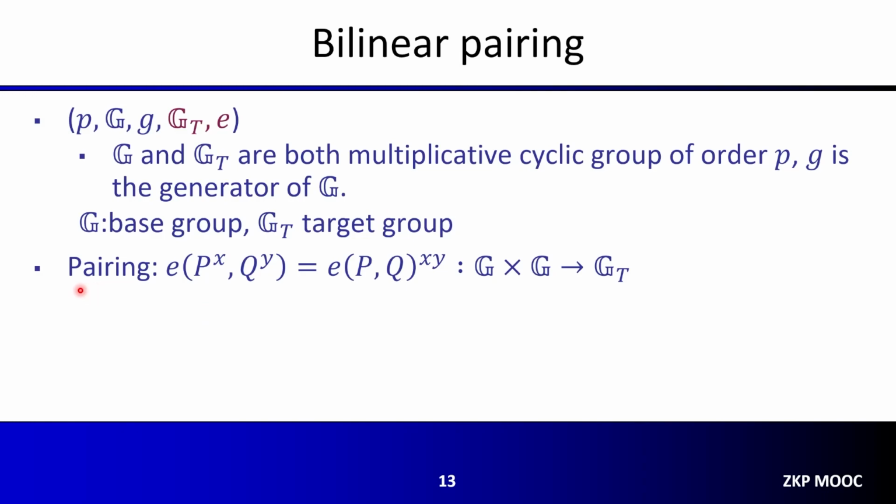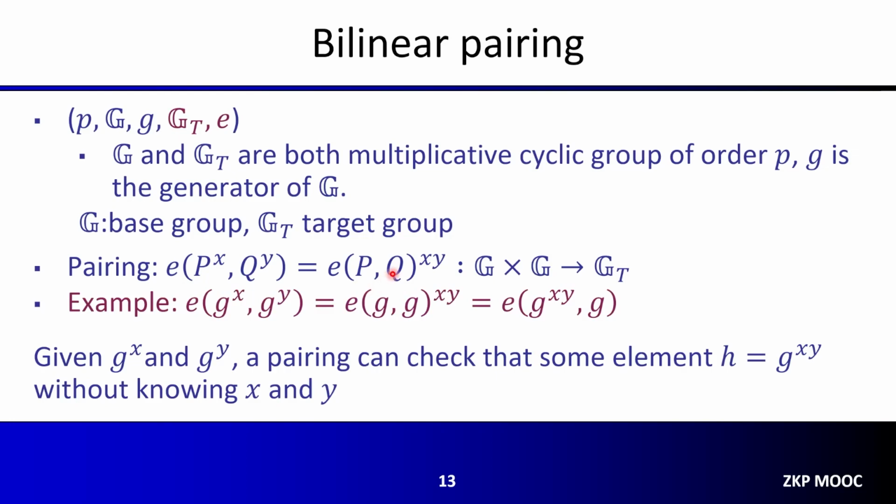The rule for the pairing operation is that it takes two elements in the base group as input, P^x and Q^y. After the pairing, it gives you an element in the target group, which equals e(P,Q) to the power of xy. So basically, it's computing the product in the exponent of this equation.